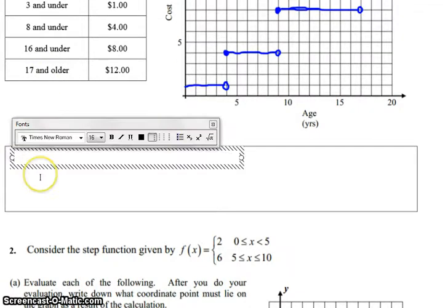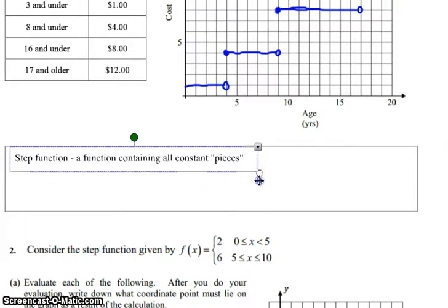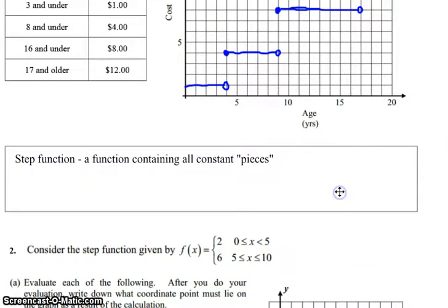Let's first get the definition of a step function. A step function is a function containing all constant pieces. It's actually considered a piecewise function, and we'll learn more about piecewise functions in the next couple days. So a step function is a function containing all constant pieces, and it is a function.